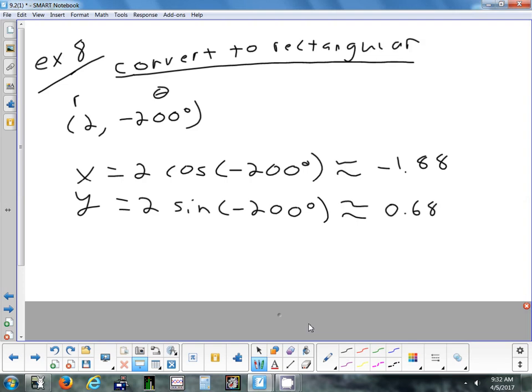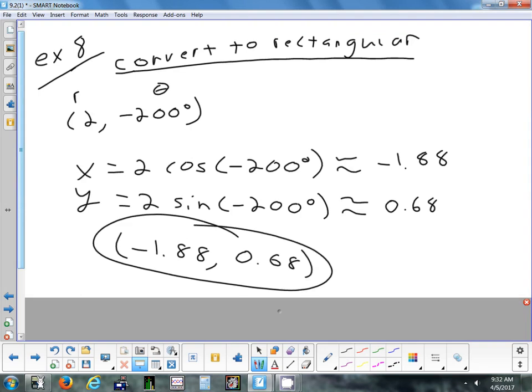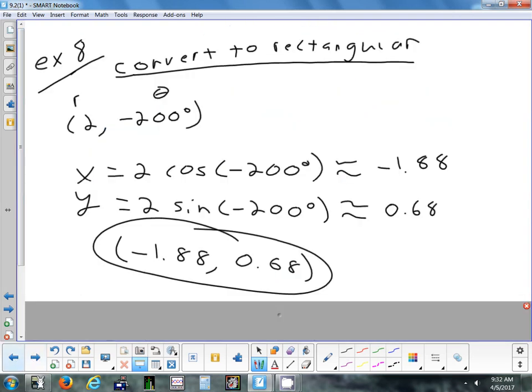Anybody else get 0.68 for y? Right. So now we should just write our final answer. We really haven't written a coordinate yet. That's x. That's y. That's the final answer. Any question on that?